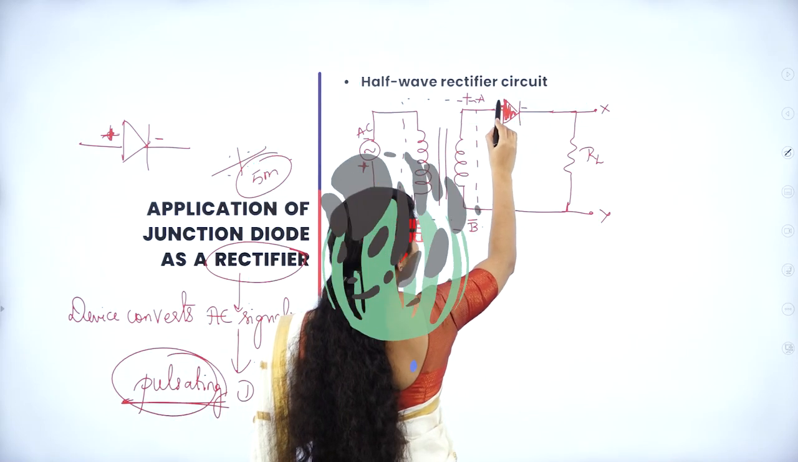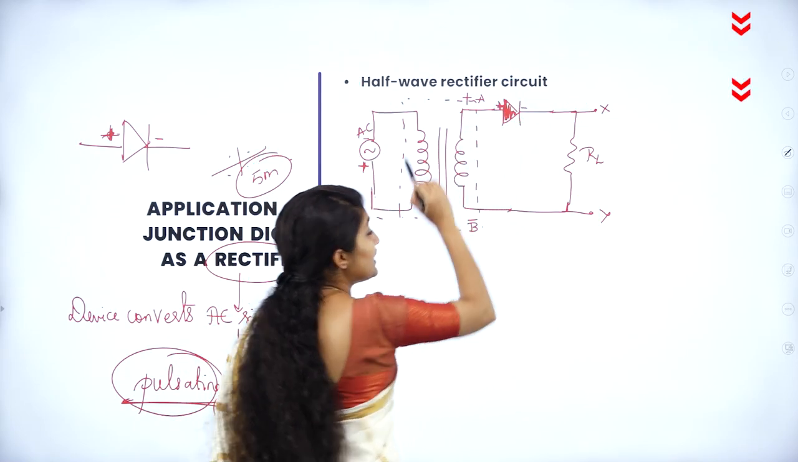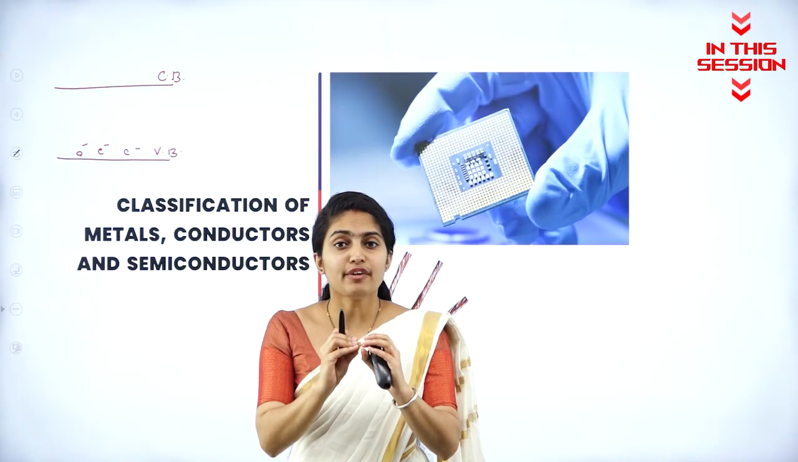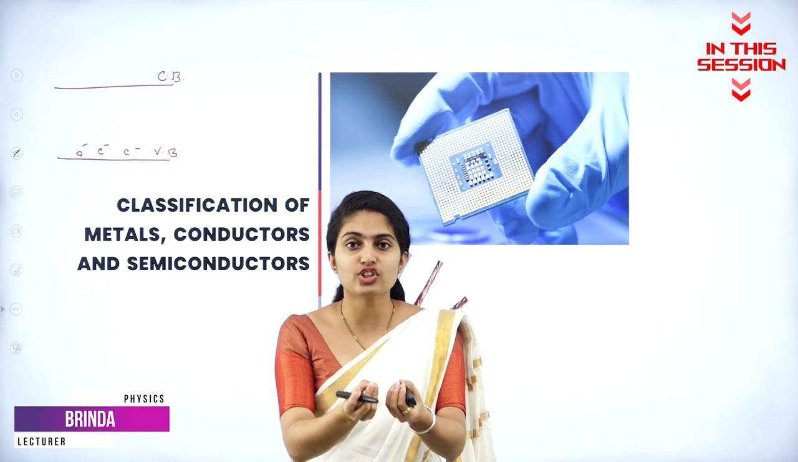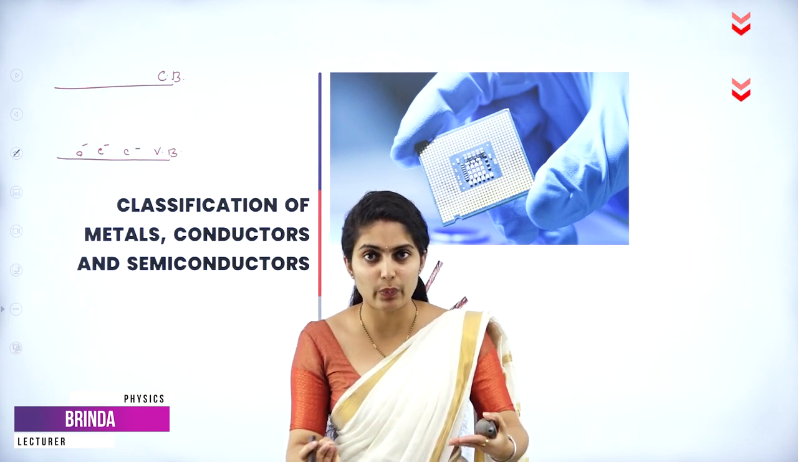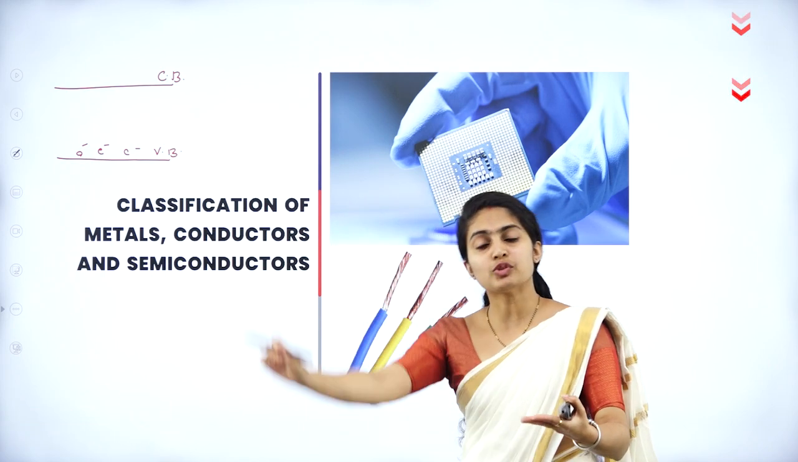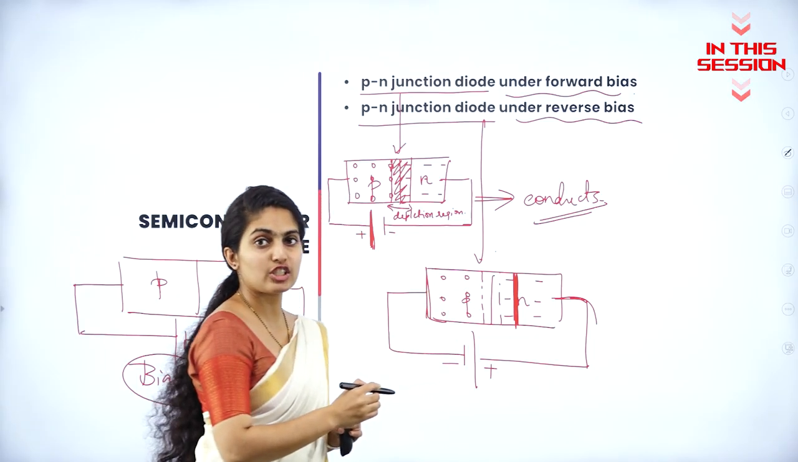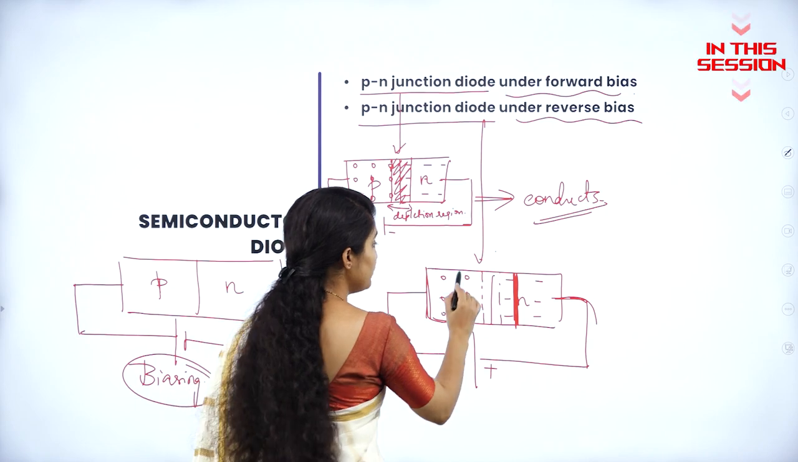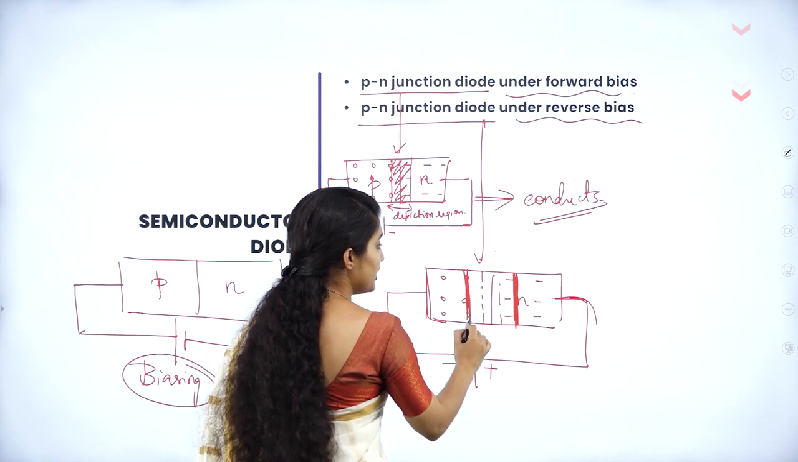Whenever the battery is connected to positive, only then the current is said to flow. Whenever certain energy is provided, the electrons lying in the valence band jump to the conduction band. The holes, which are positively charged particles, move towards the negative, and again the depletion region increases.